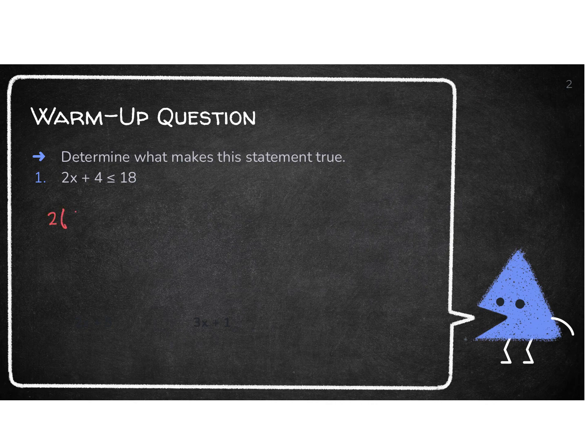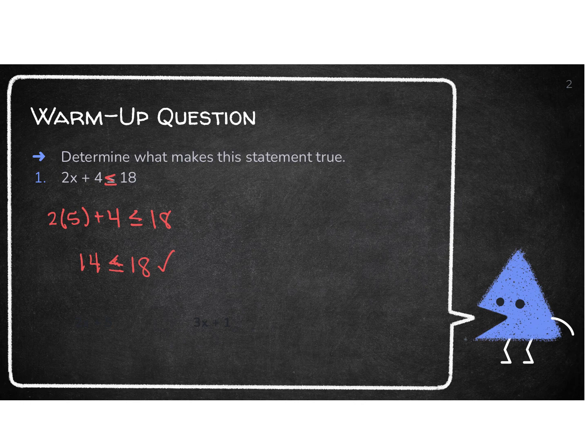If I plug in 5, I get 2 times 5 plus 4, and we want to see if that is less than or equal to 18. This is our less than or equal to symbol. 2 times 5 is 10, plus 4 is 14, which is less than or equal to 18. If you think back, some of you might have been taught that the alligator eats the bigger number. Is the alligator eating the bigger number in this situation? It is. So 5 does work.